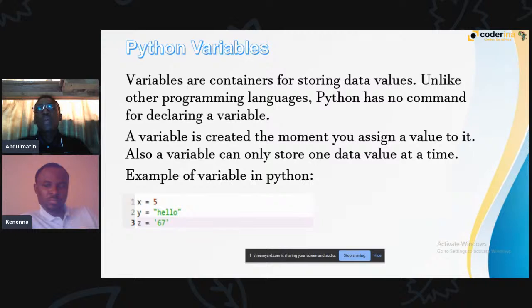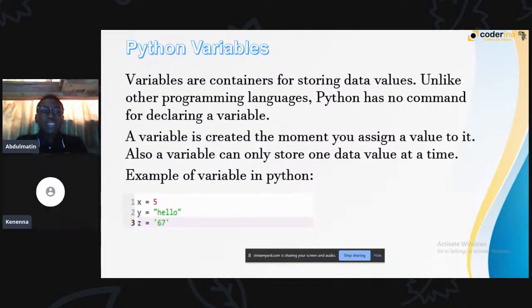For other programming languages, for instance JavaScript, like I said in the last class, I'm going to repeat myself again. If you want to create a variable in JavaScript, you have to use something like var, let, or const. You can use any of that to create your variable. In C++, for instance, you have to use int, which is integer, or string. But in Python, what you just have to do is write, for instance, x = 5.